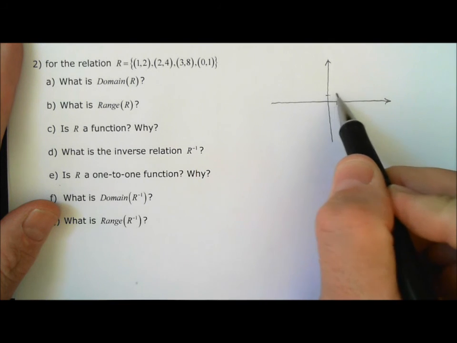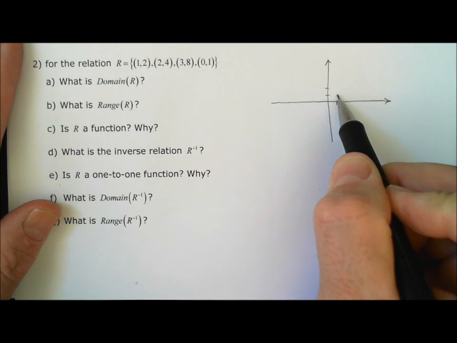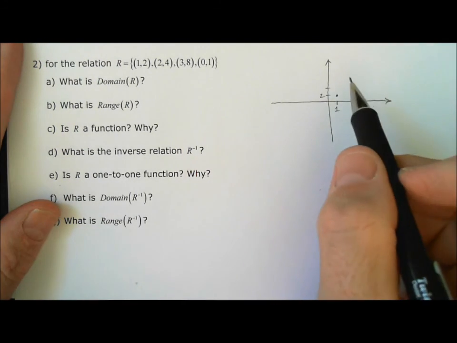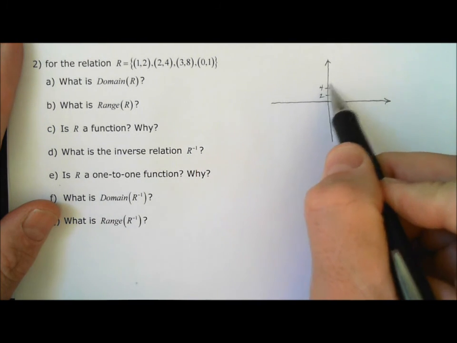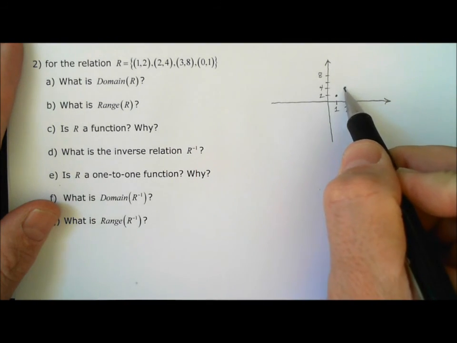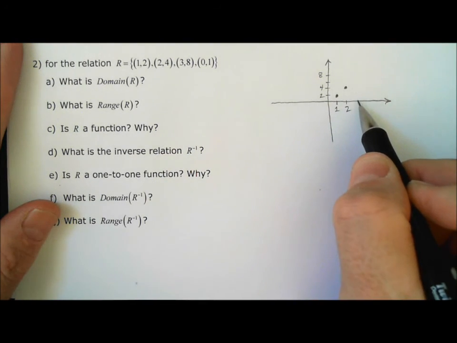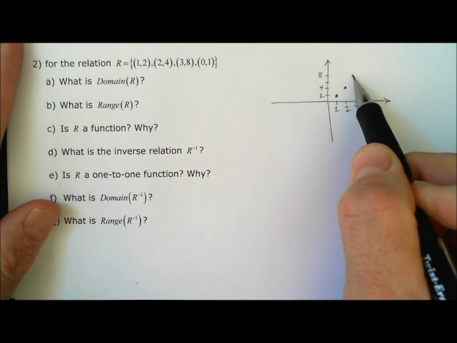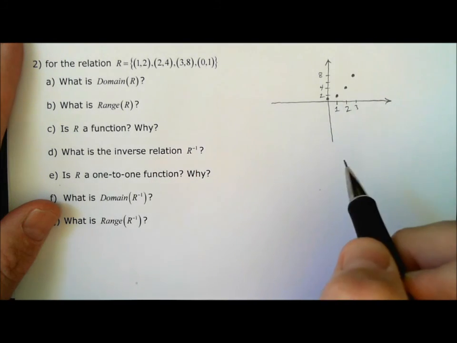For example, 1, 2. Well, I think we're going to have to change our scale so we can fit things in. I'm going to call this 2. That will be 1. 2, 4. There's 4, 6, and 8. 2, 4 would be there. And then we have 3, 8 and 0, 1. 3, 8, which is right there. And then we have 0, 1, which is right there.